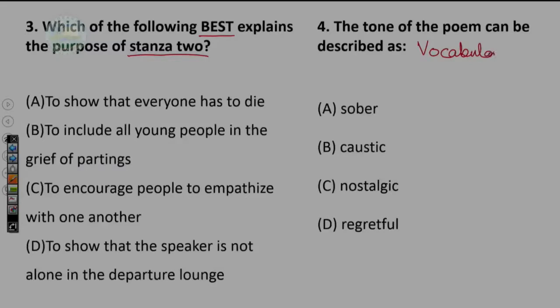You pay attention to the vocabulary that you're hearing during the reading, because the vocabulary will give you a very clear distinction as to the tone of the poem.